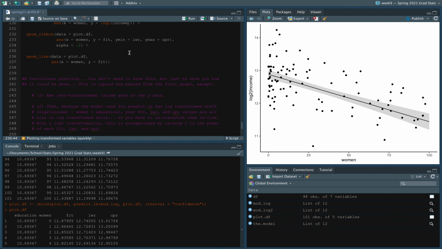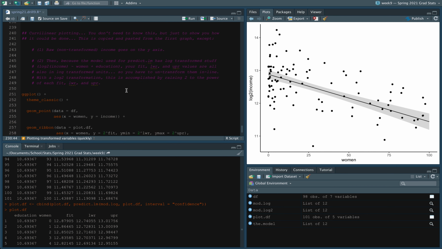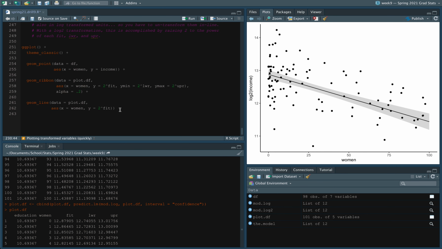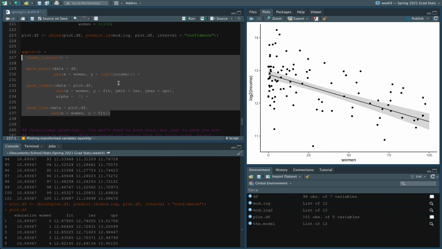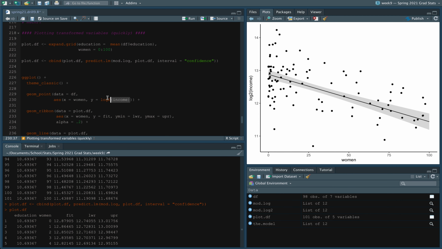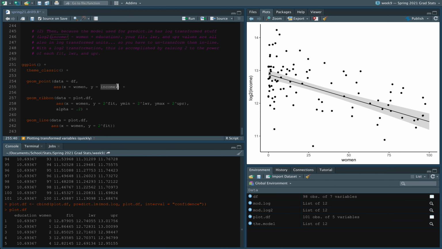But I have to untransform them in line, meaning within ggplot. And since it's a log2 transformation, you accomplish that by raising 2 to the power of each of those variables. So in other words, like I said, this is copied and pasted. It's the exact same code as this. The only difference is we delete this log2. So it's just y equals income.